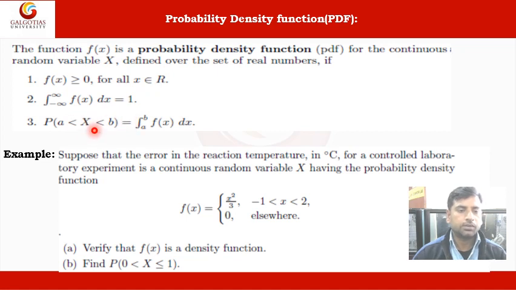Third, if we want to find the probability of random variable x from a to b, it will be equal to the integration of function f of x between the limits a to b.